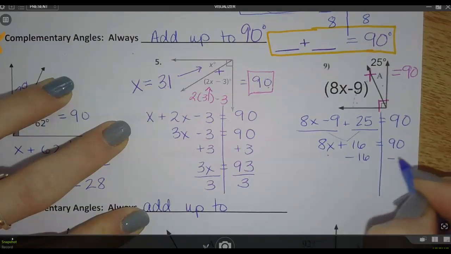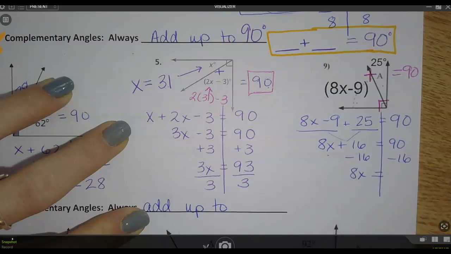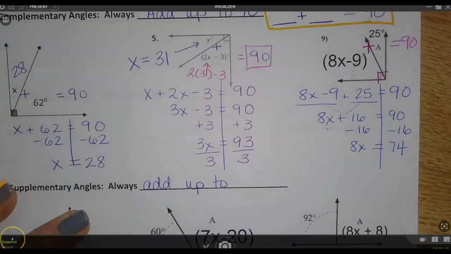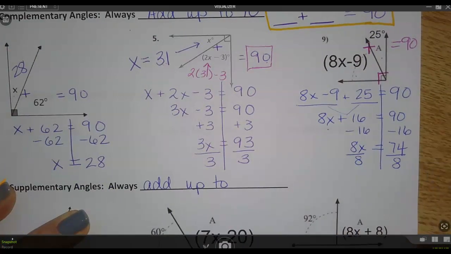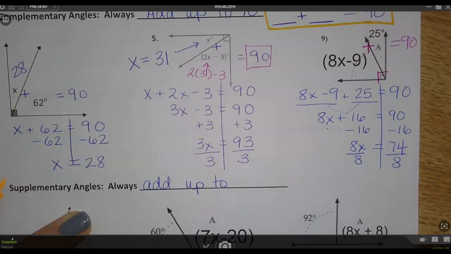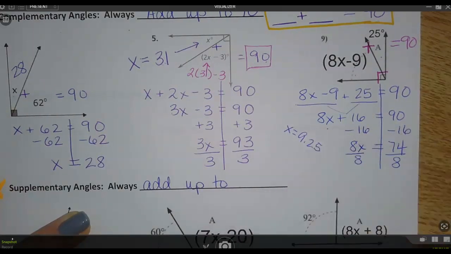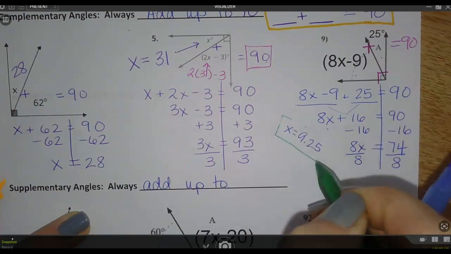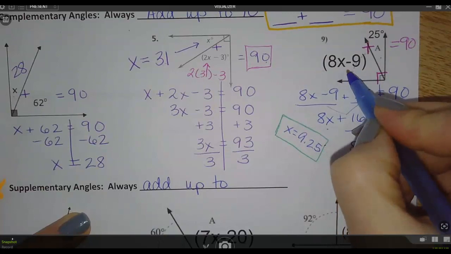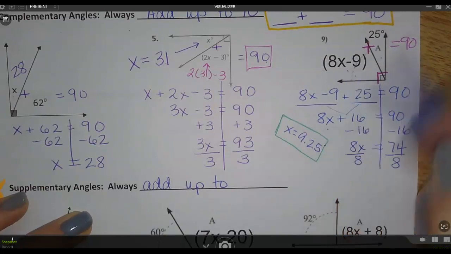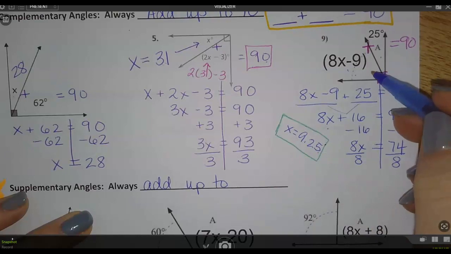So minus 16, 8x equals 74, and then divide by 8. And I get x is equal to, I'm going to write it right here, 9.25. So, now, if they actually ask me how big is this angle, 9.25 is not the answer. This angle is not 9.25 degrees.